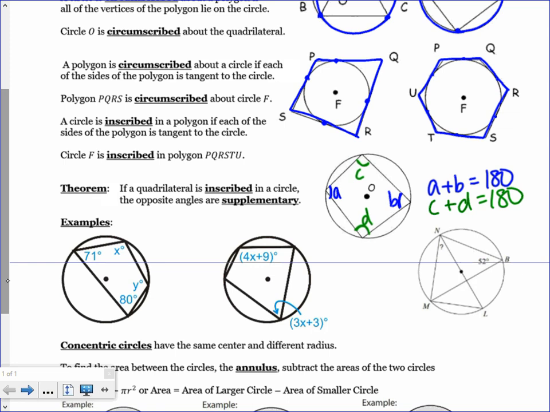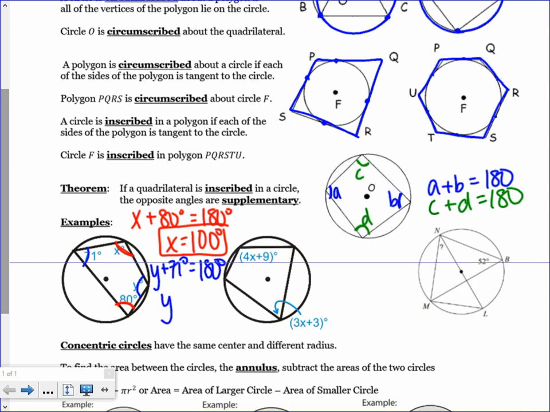So let's look at some examples. In the first example, we have an 80-degree angle opposite the x. So what that means, x plus 80 degrees must equal 180. So if we subtract, x must equal 100. We also have 71 opposite the angle y. So y plus 71 is equal to 180. So if you subtract 71, y is 109. So sometimes they'll be just that simple. Opposite angles, you just add them up to equal 180 and subtract to find the missing angles.